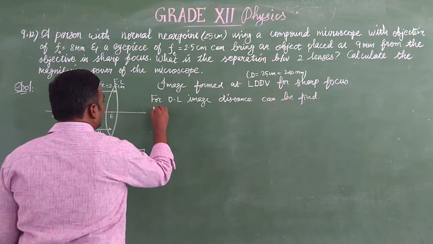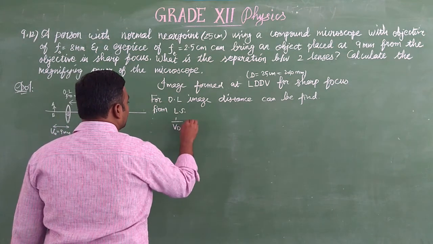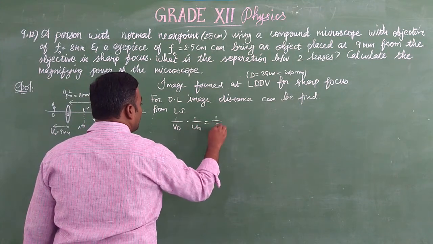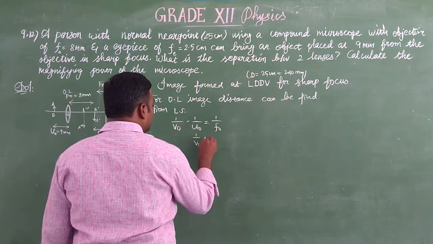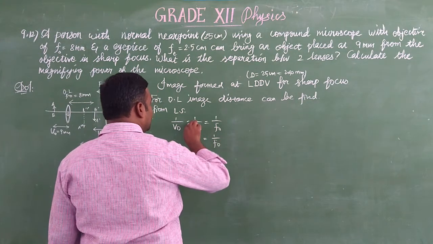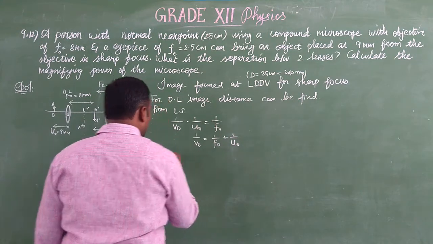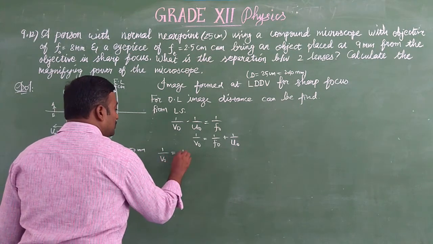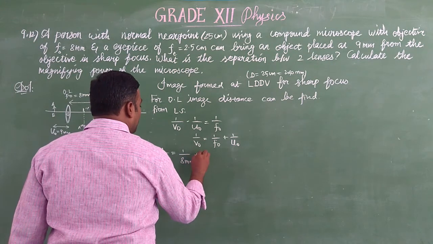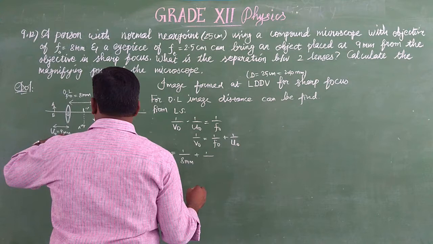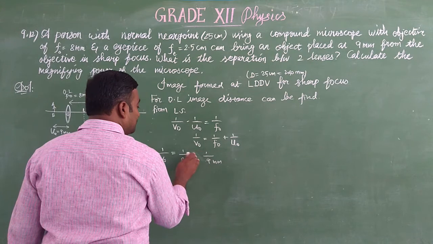How? From the lens formula. From the lens formula, we know that 1 by v naught minus 1 by u naught is equal to 1 by f naught. We want only this value. So 1 by v naught is equal to 1 by f naught, and this value transferred to that side becomes plus 1 by u naught. Then substitute all the values. 1 by v naught is equal to, the focal length is 8 millimeter, plus 1 by u naught. According to sign convention, it is minus 9 millimeter. So minus into plus becomes minus.